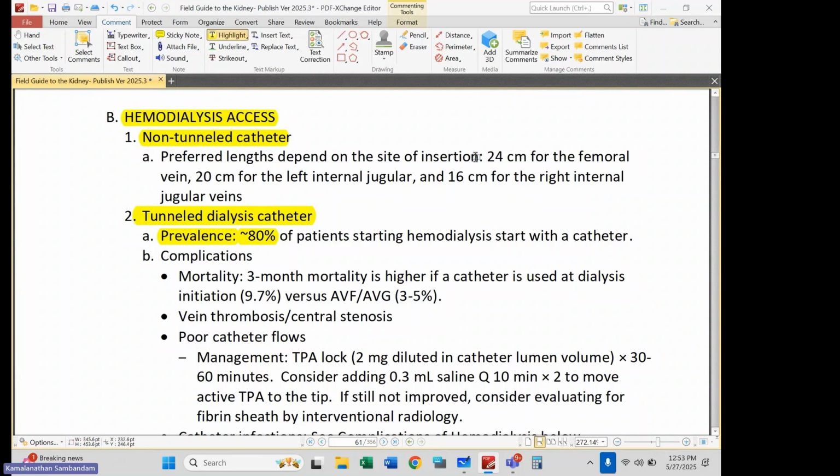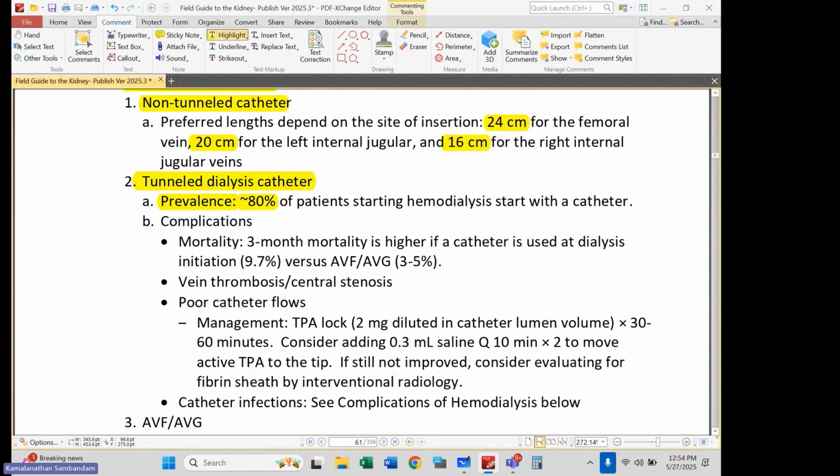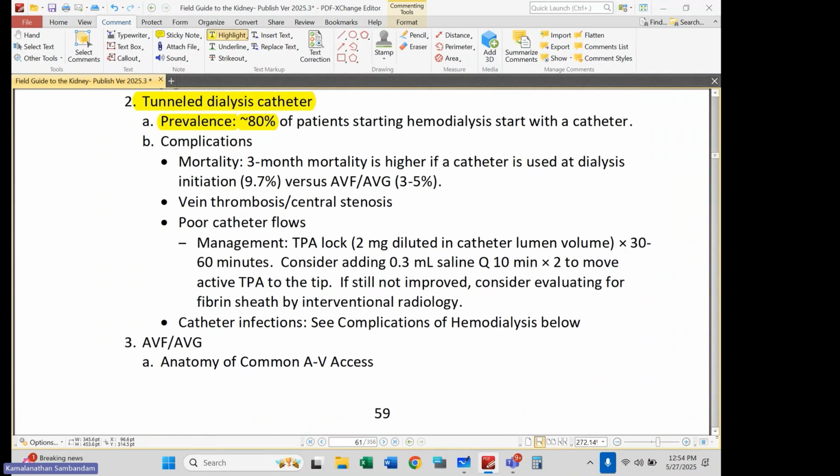Briefly, you know the non-tunnel dialysis catheters. We like that catheter to end up with its tip in the confluence of the SVC and right atrium. So depending on the size of your patient and the insertion point, you'll need differing lengths of catheters. You never make it to the right atrium with a femoral line. We just put in our longest catheter. And then if I have a right IJ, 16 centimeter, left IJ, we want roughly a 20 centimeter catheter in an average size individual. Okay.